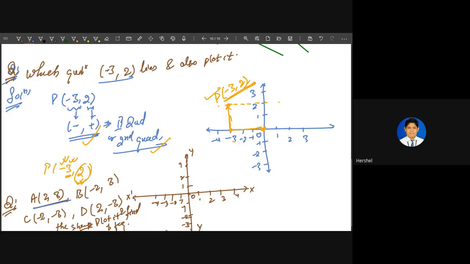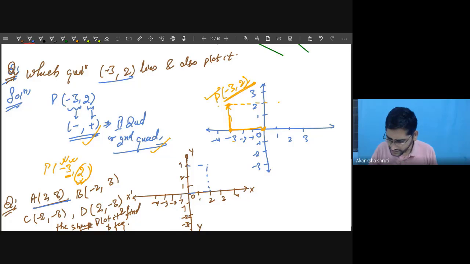X equals 2, y equals 3. So first you have to move 2 and then upward 3. Good. So this is the point A. Then B, x equals -2. So move x equals -2 here and y equals 3. So it is like this. So this is our point B.